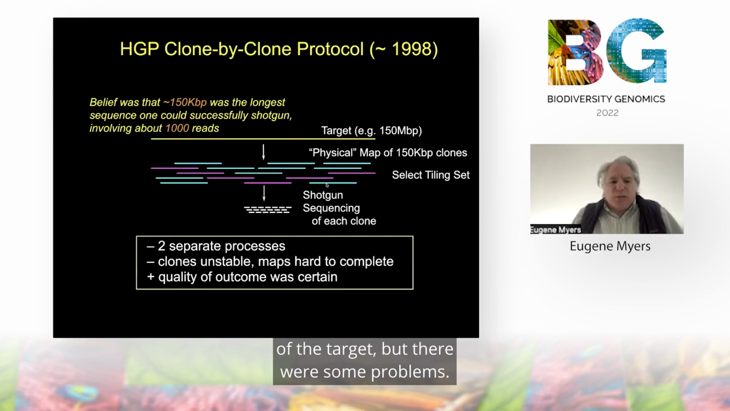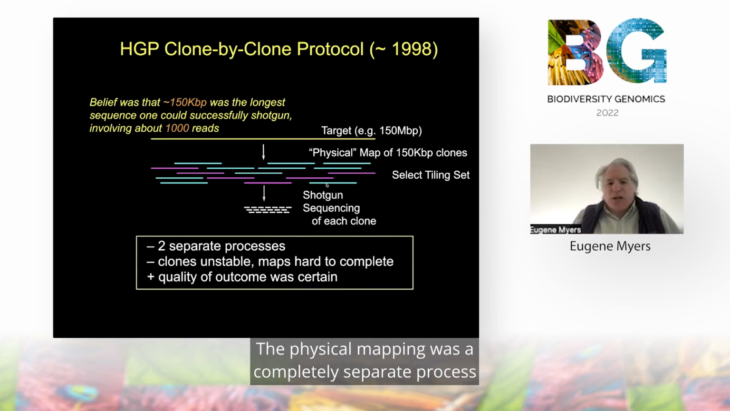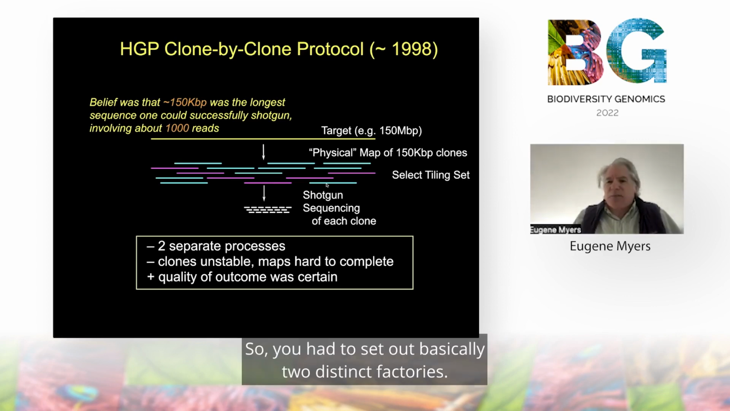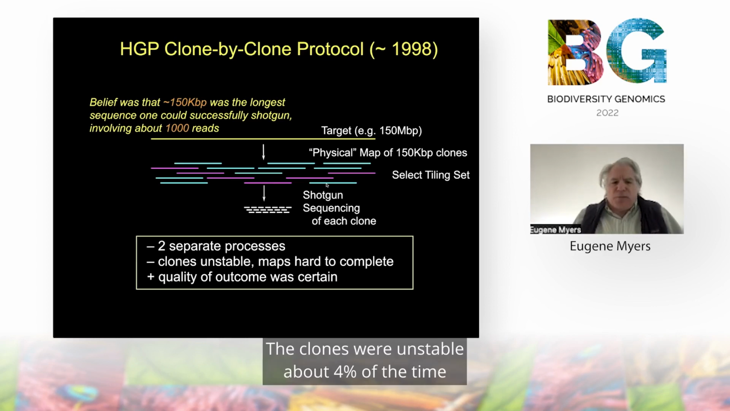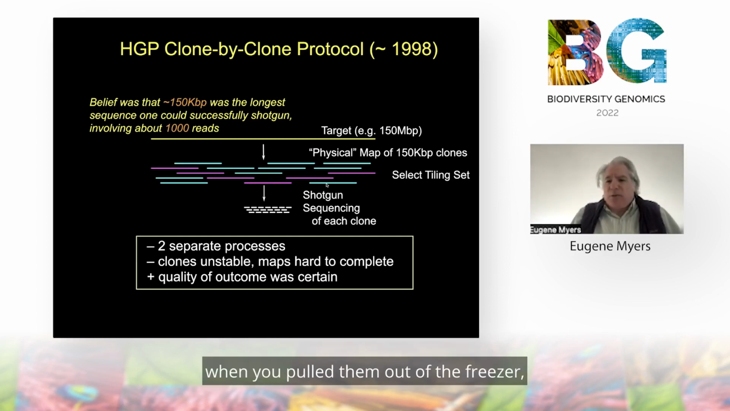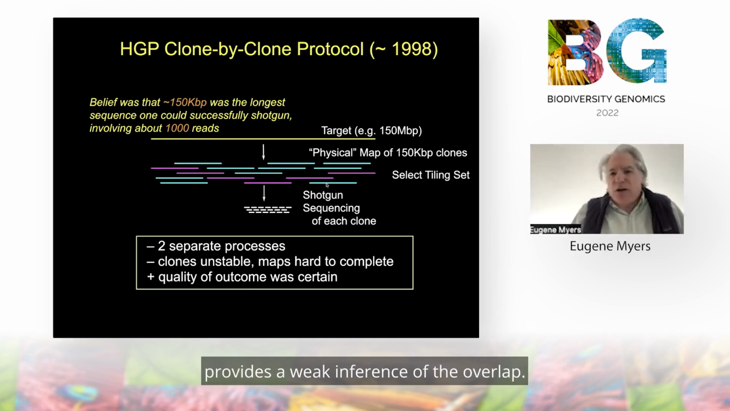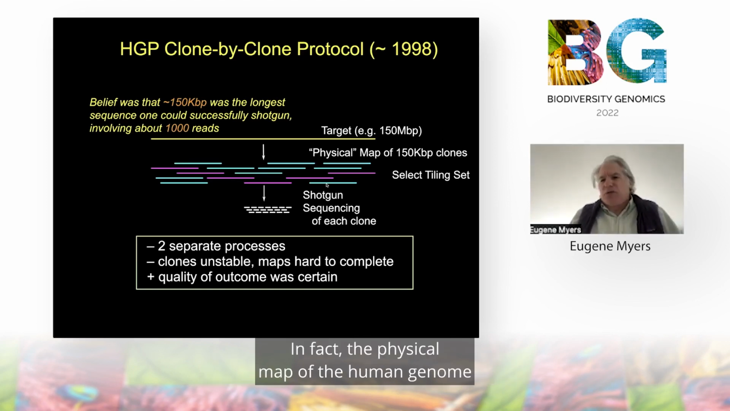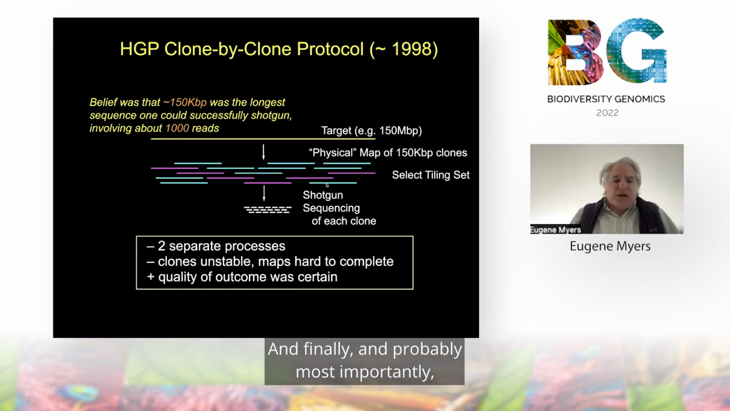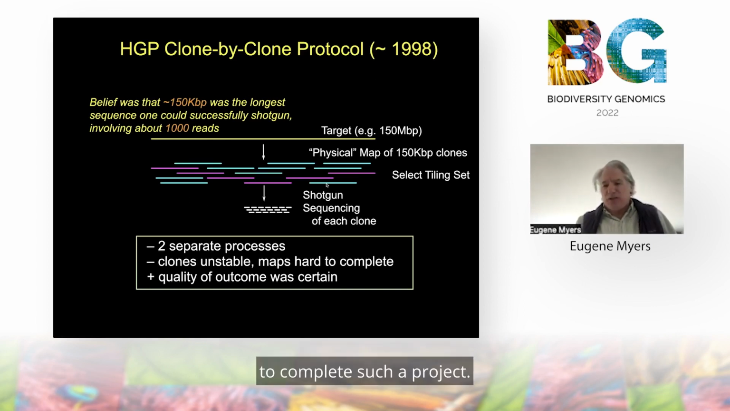But there were some problems. The physical mapping was a completely separate process from shotgun sequencing. So you had to set up basically two distinct factories. The clones were unstable about 4% of the time. When you pull them out of the freezer, they were rearranged. The map itself was ambiguous, as the fingerprint information provides a weak inference of the overlap. In fact, the physical map of the human genome was never produced. And finally, and probably most importantly, one has to do thousands of shotgun preparations to complete such a project.